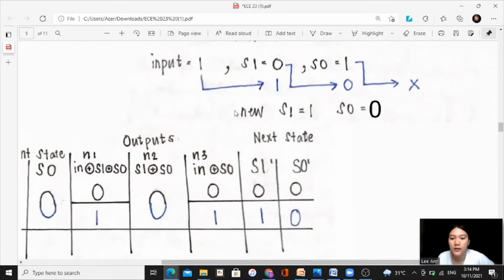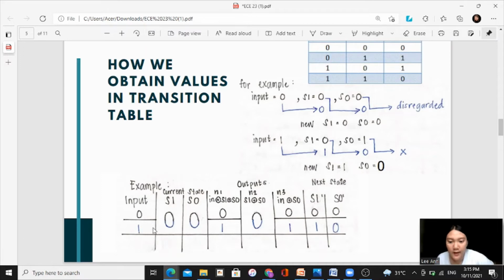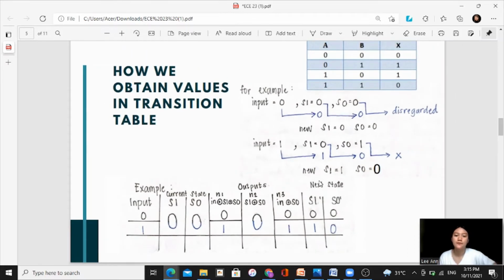For another example, 1 XOR 0 equals 1, and 1 XOR 0 equals 1, so the value of N1 is 1. N2 is S1 XOR S0, so S1, which is 0, XOR 0 is still 0. And N3, which is input XOR S0, that would be 1 XOR 0, equals 1. So the value of N3 is 1.